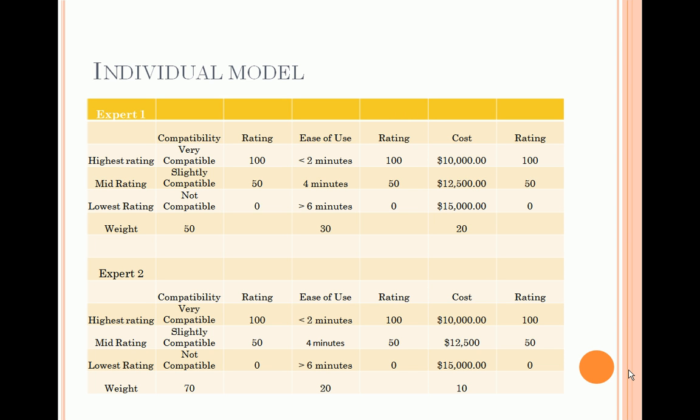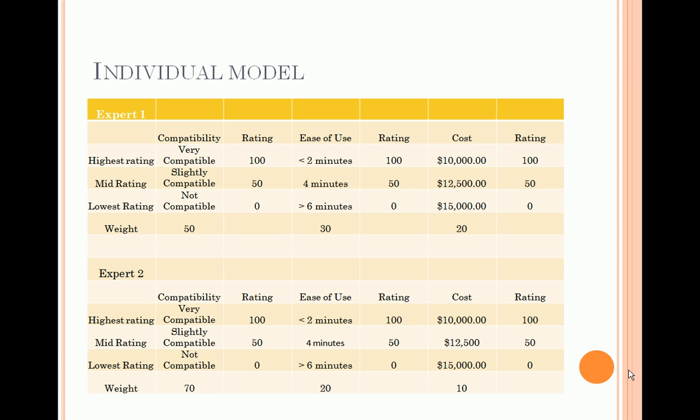Compatibility was deemed the most important aspect for a new IT system. An EMR system that would be most compatible with their current system would possibly allow a hospital to integrate its current data into the new system and allow for a faster implementation. A very compatible system would get a rating of 100, while a non-compatible system would get a rating of 0.